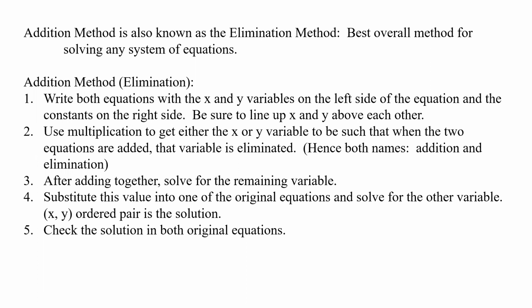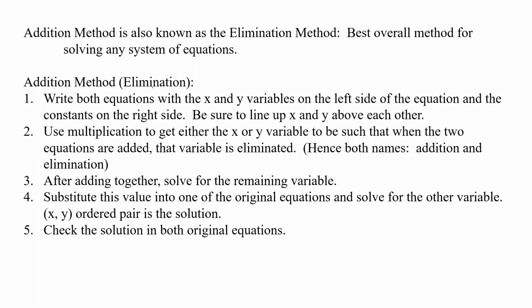So if I hand you a system, any way, doesn't matter what it looks like, this is probably the best method to use. As far as with substitution, it's better if they have something that's easy to solve for one of the variables. Graphing works well if you have a whole number for an answer, but this one works no matter what, on any conditions. So how do we do it?